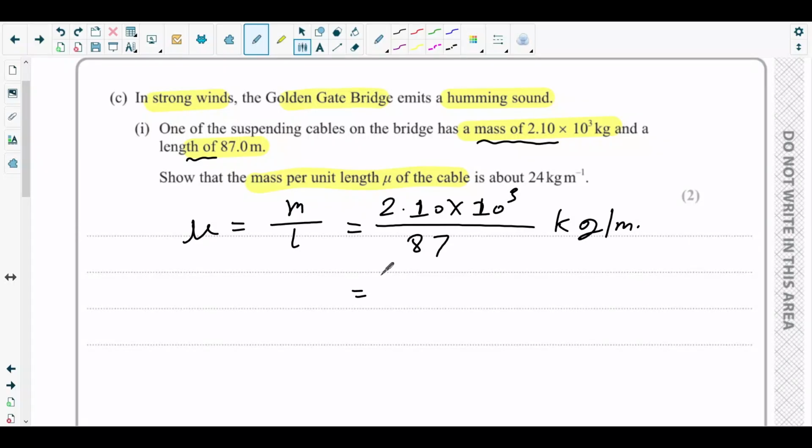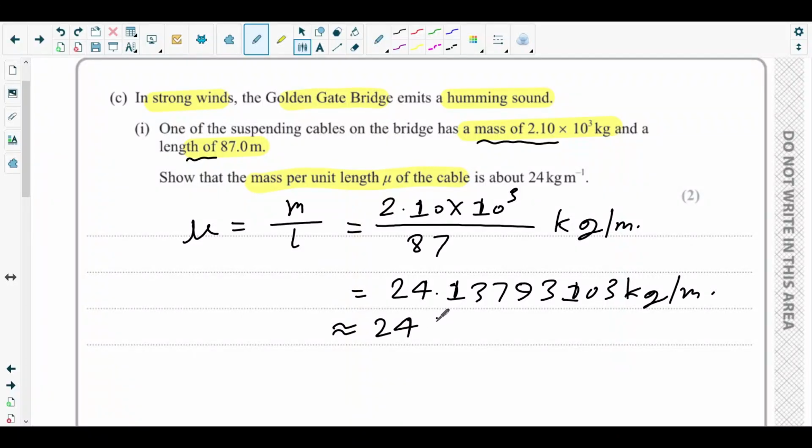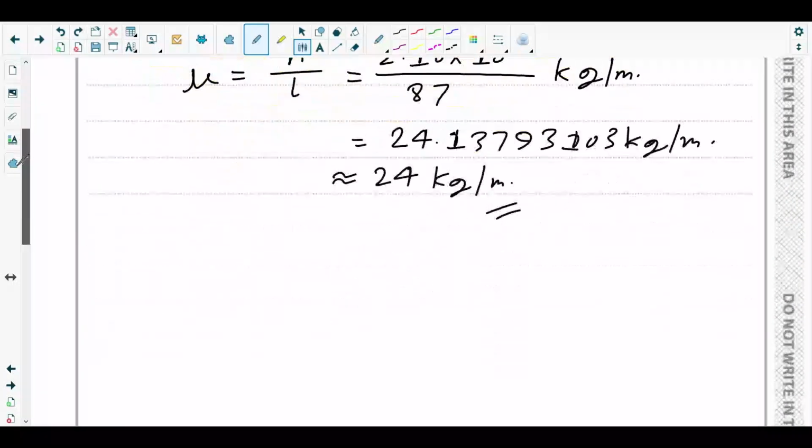Therefore, the value for mu is basically 2.1 times 10 to the power 3 over 87. So that would give you 24.13793103 kg per meter, which can be written as 24 kg per meter. Short. Fine. Okay. Next is part C2.